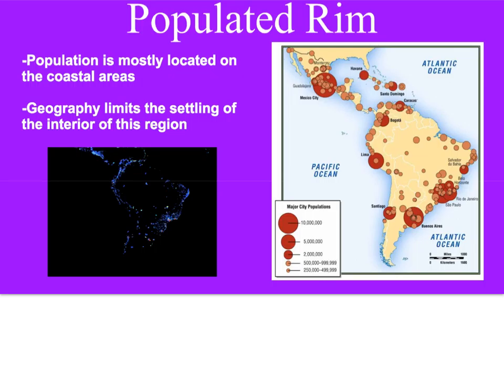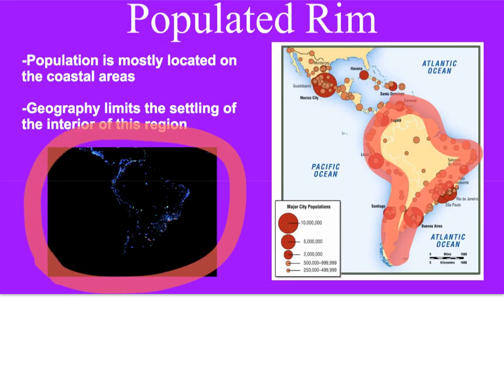Because of the geography of Central and South America, it really limits where the people can settle. Very few people live in the interior of South America. Most people have settled along the coast. You can really see that over here in this population density map that was taken at night, where you can see where the light is. You can really see how scarce it is in the middle and in the southern tip. There's really nothing in the southern tip, but it is heavily lit along the edges.